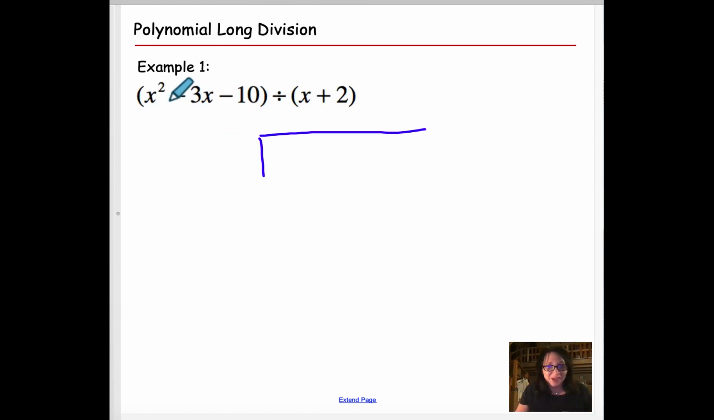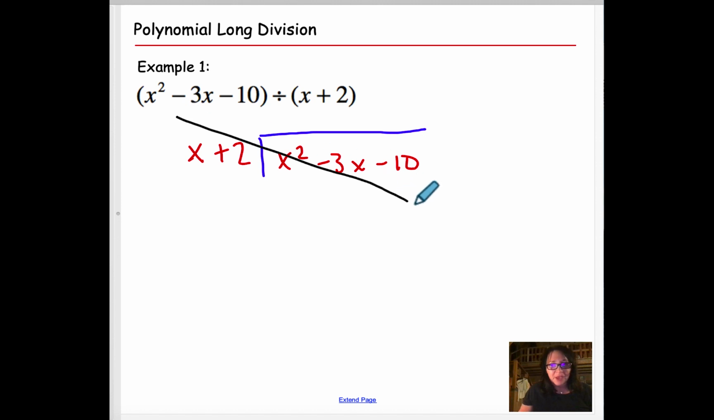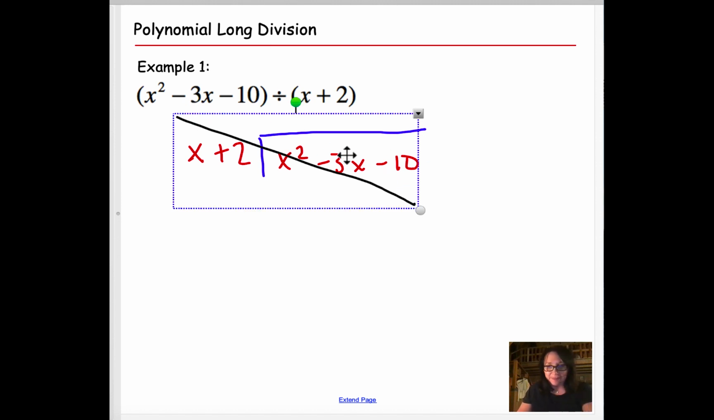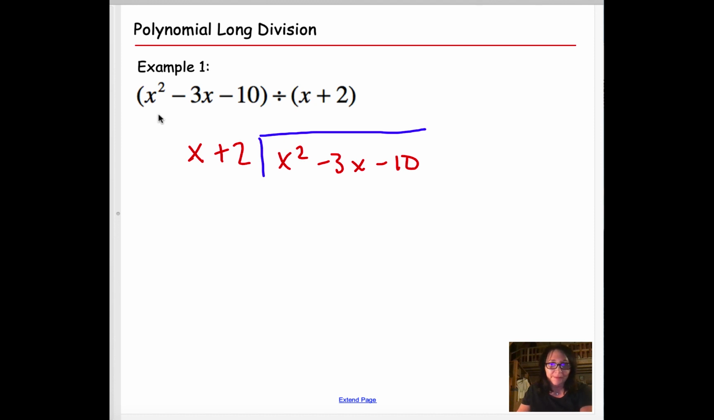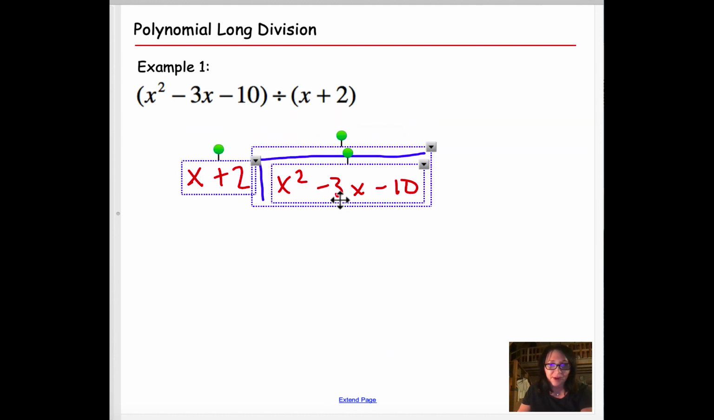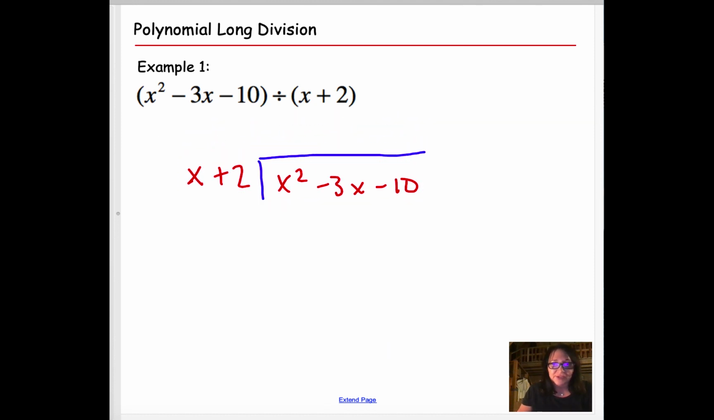All right, so here we go. So this right here is my dividend. So we have x squared minus 3x minus 10. And then this right here is my divisor, x plus 2. And so we're going to do this. Let's move this down a little bit. Okay, so let's do this.